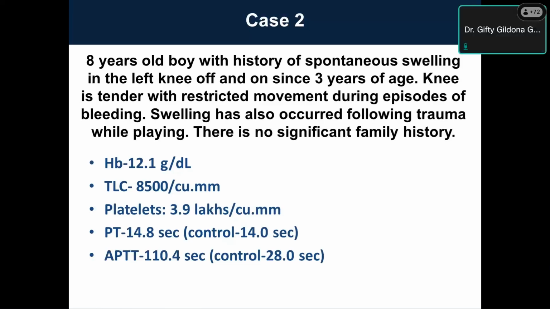So carriers usually don't show clinical features. But in the family history, what I mean is there will be a hemophilia male somewhere up in the family. Even that is not there. So how do you explain that? I'm not sure, sir. Males will not be carriers, no? Females will be carriers. Okay, so it doesn't matter. We'll address this as we go along.